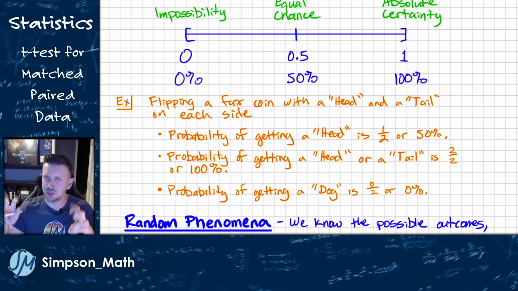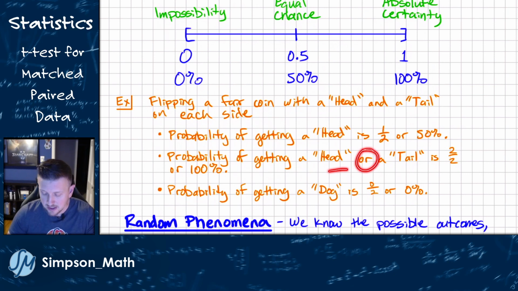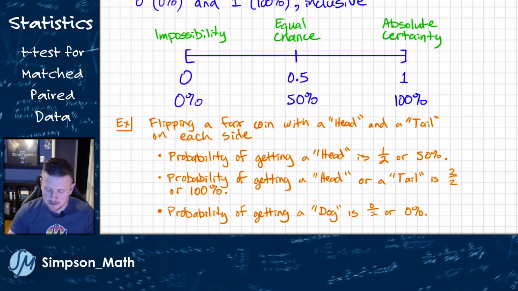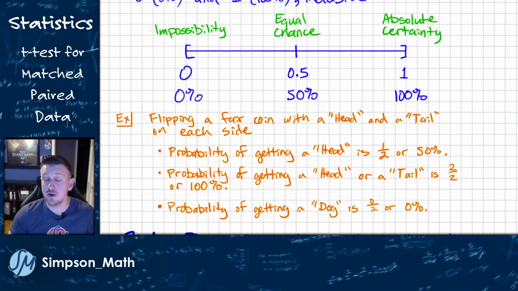And I'll talk about what it means, chance, and all that in a minute. Then the probability of getting a head or a tail, that's like a 2 out of 2. It's guaranteed to happen. That's 100%. So if I have a fair coin, not counting it landing on its side, that's not an option, so it either gets heads or tails. That is then a 100% chance of happening.